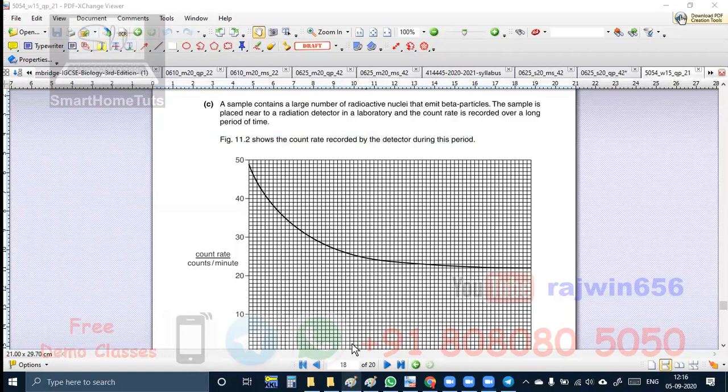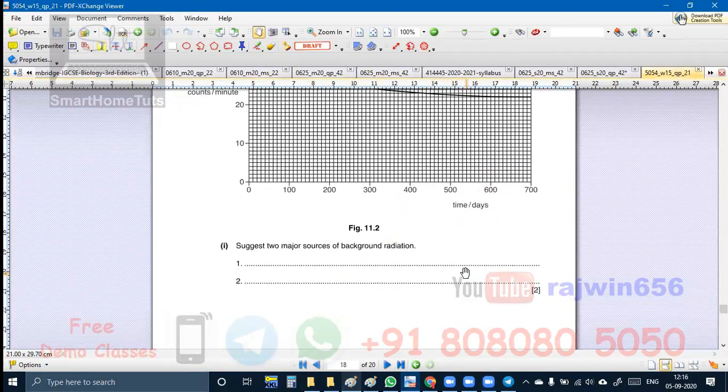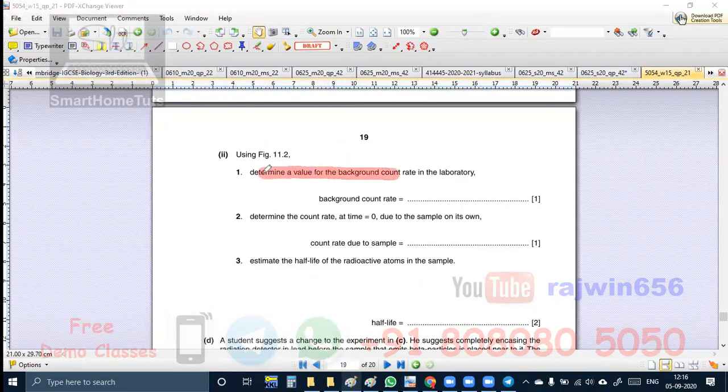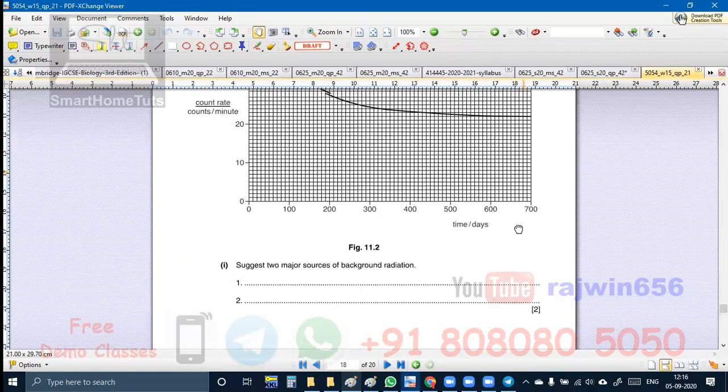We have already answered other simpler questions. Measure sources of background radiation. Determine the value for the background radiation count rate in the laboratory. This is what we are supposed to write over here. Now how are we going to determine this from the graph?